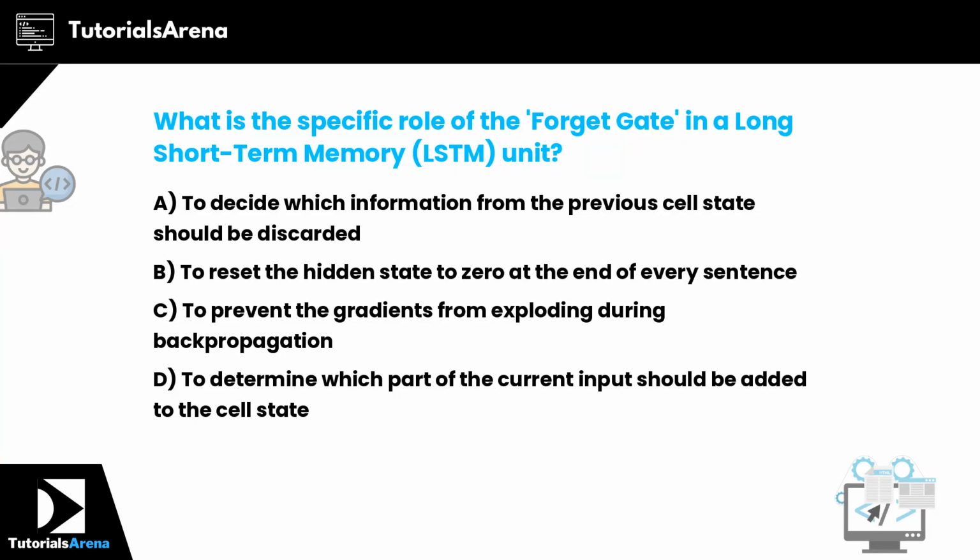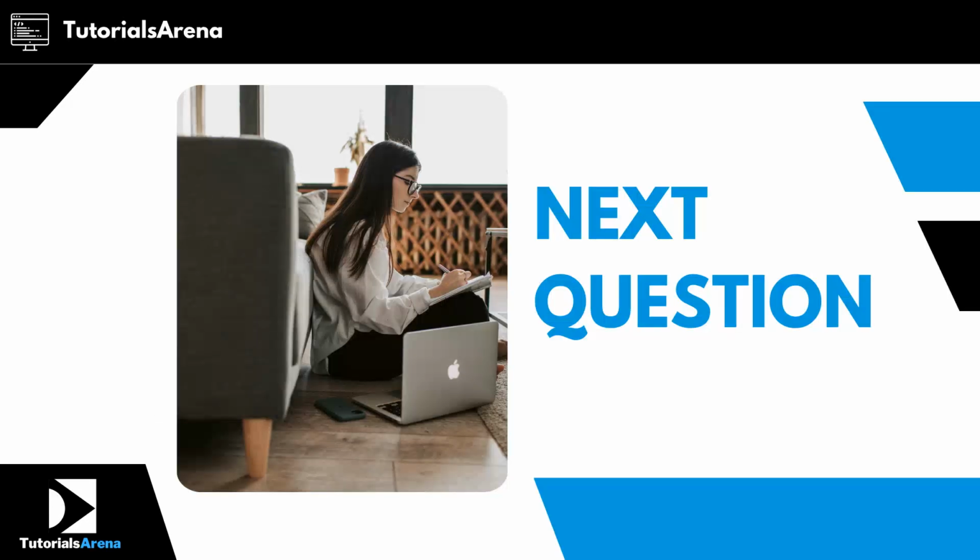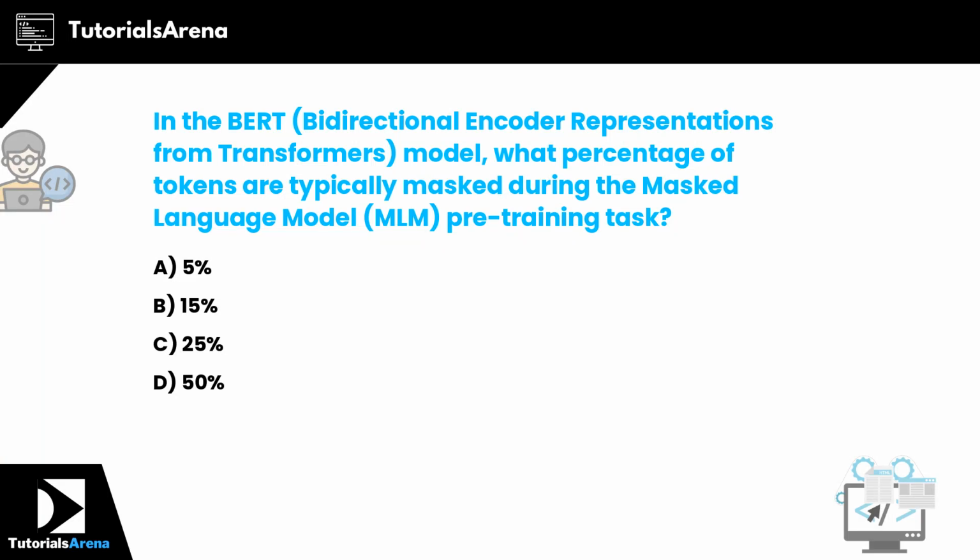What is the specific role of the forget gate in a long short-term memory, LSTM, unit? The correct answer is option A, to decide which information from the previous cell state should be discarded. In the BERT, bidirectional encoder representations from transformers model, what percentage of tokens are typically masked during the masked language model, MLM, pre-training task? The correct answer is option B, 15%.